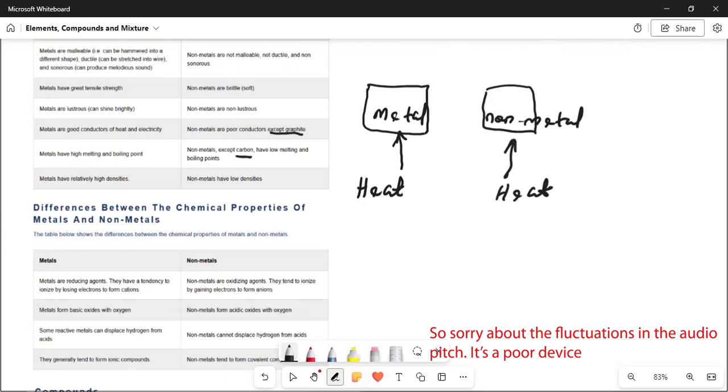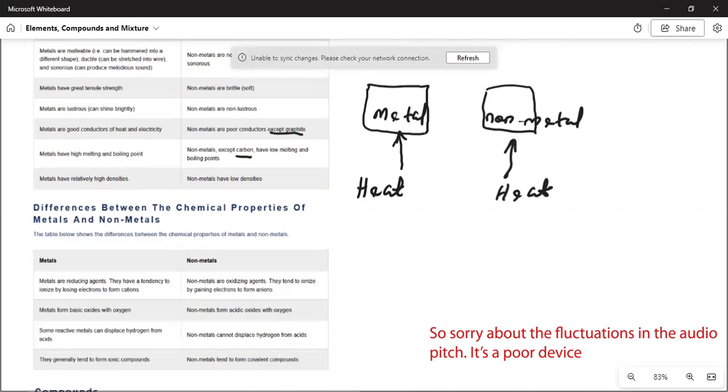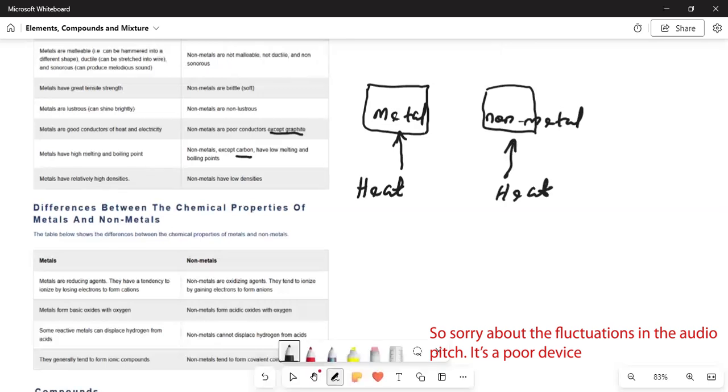Also, the boiling point of metals is usually higher than the boiling point of non-metals. Now, when we say that, how can metal boil? Yes, metal can boil. You know that there is a liquid metal, mercury, for example. Even though it's a metal, it's in liquid form.